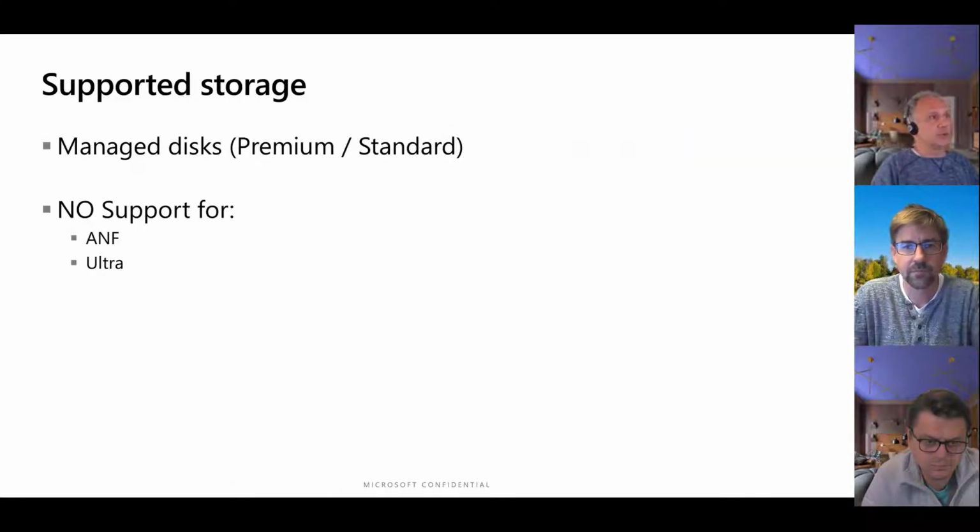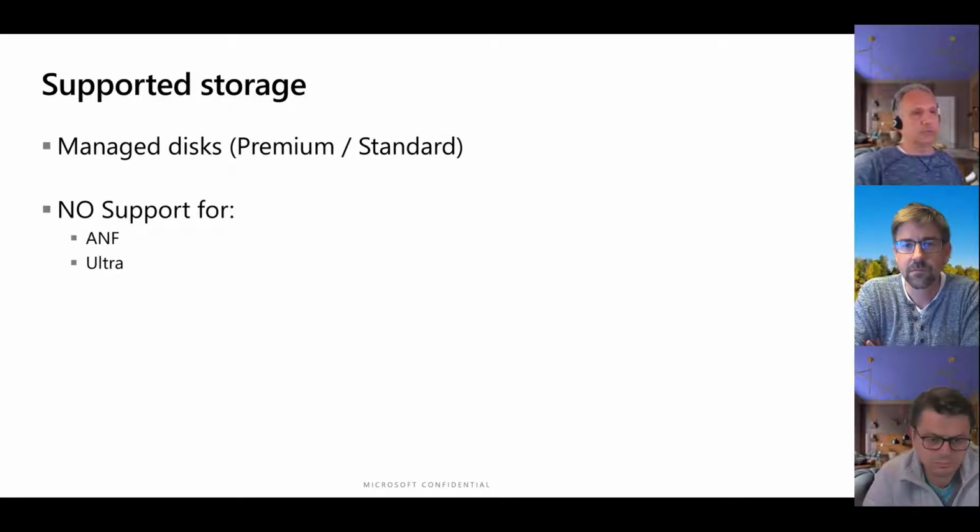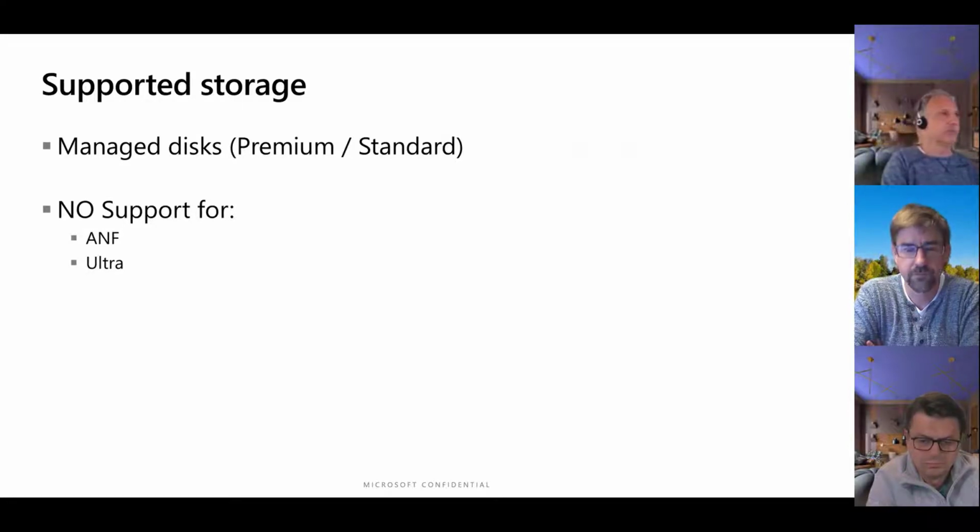Now, it is important to mention that the supported storage is managed disk, so typically premium. We don't have support for ANF because ANF is at the moment not possible to move from zone to zone, and Ultra also has limited possibilities. So for those who have ANF or Ultra, there would probably be some additional steps needed to move that storage into the proper zone, right? But many are using managed disk. They are happy with the price performance ratio, so it will cover many of them.